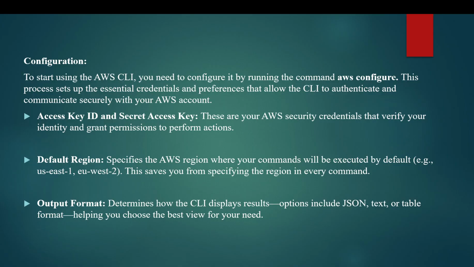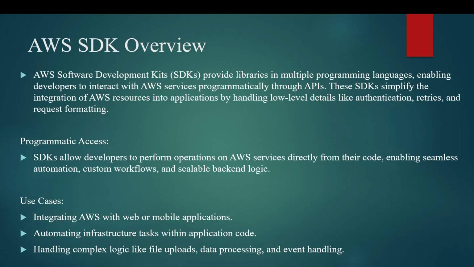Default region specifies the AWS region where your commands will be executed by default. Example, us-east-1 or eu-west-2. This saves you from specifying the region in every command. Output format determines how the CLI displays results. Options include JSON, text, or table format, helping you choose the best way for your need.